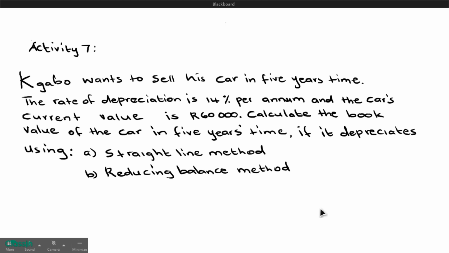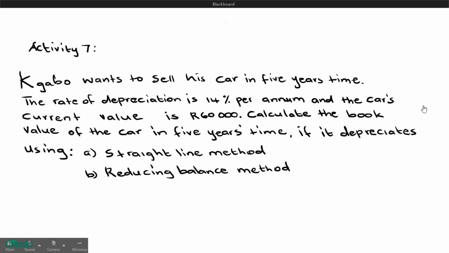Okay, here we have an activity. It says Khabo wants to sell his car in 5 years' time. The rate of depreciation is 14% per annum, and the car's current value is 60,000. Calculate the book value of the car in 5 years' time if it depreciates using a straight line method and a reducing balance method. So there are two options here. The first one, we are going to use the straight line method, and the second one, we're going to use a reducing balance.